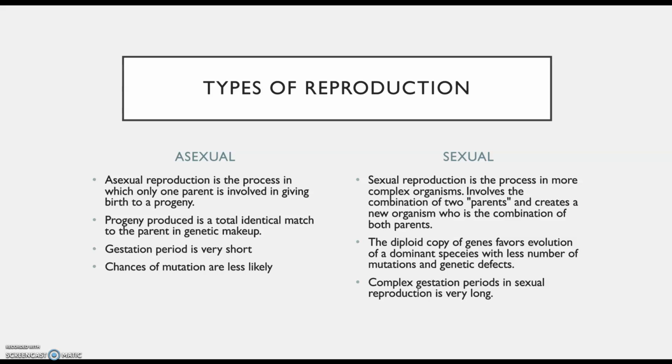Whereas in sexual reproduction, the process is more complex for organisms, and that involves the combination of two parents and creates a new organism who is the combination of both parents. The diploid copy of genes favors evolution of a dominant species with less number of mutations and genetic defects, and this complex gestation period in sexual reproduction is very long.